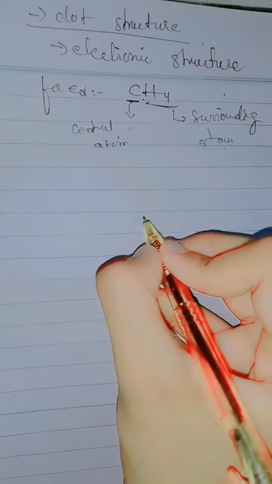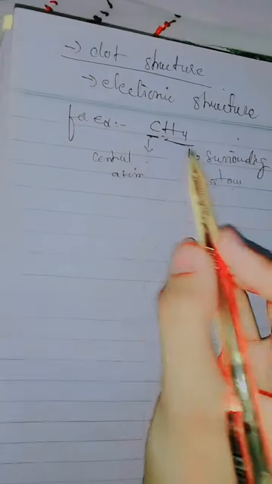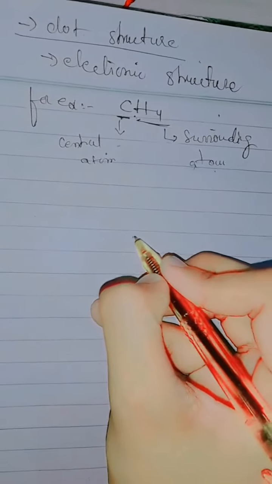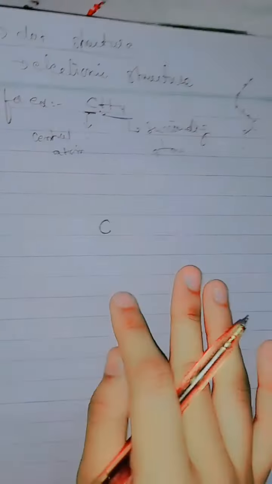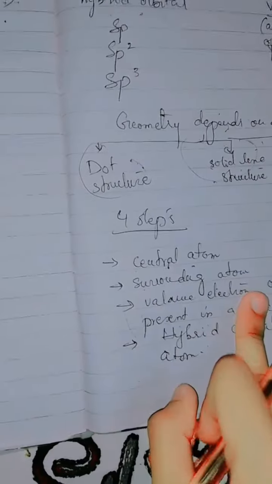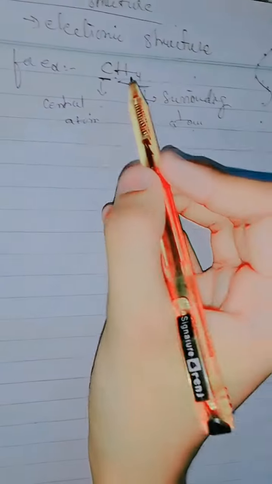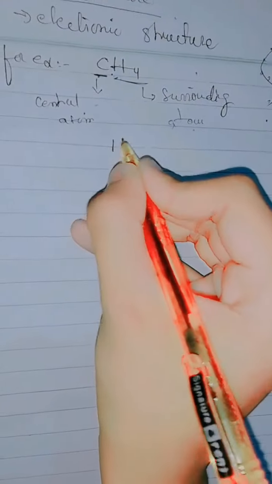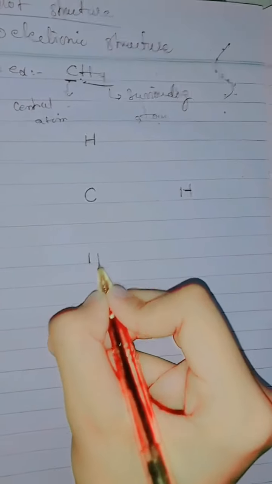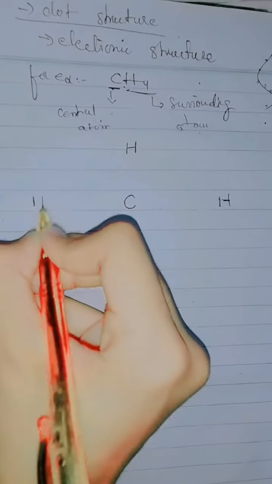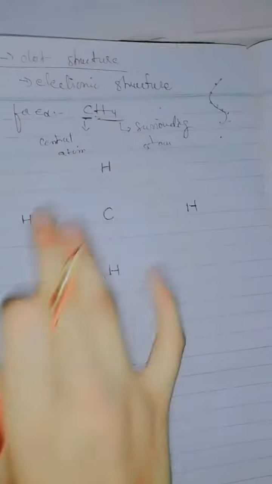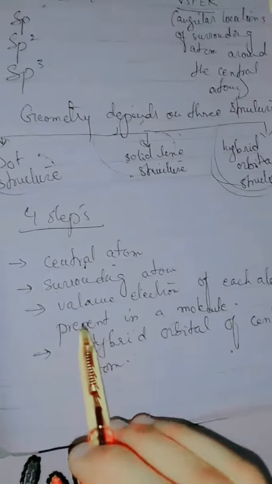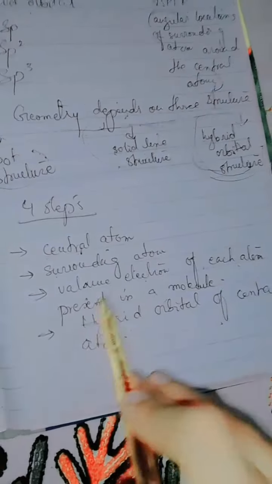Now designing a structure. The first step is taking a central atom, that is carbon. Taken carbon. Second step, the surrounding atoms. There are 4 surrounding atoms, hydrogen, that will be drawn around the central atom. Third step is the valence electron of each atom present in a molecule.